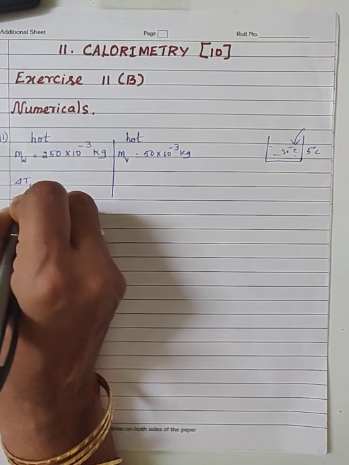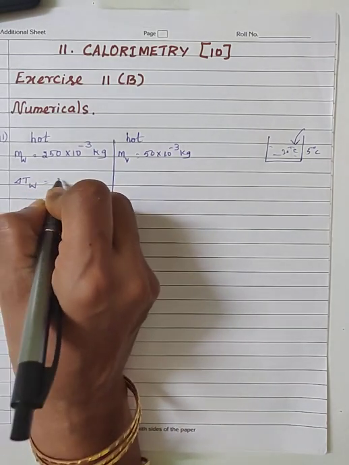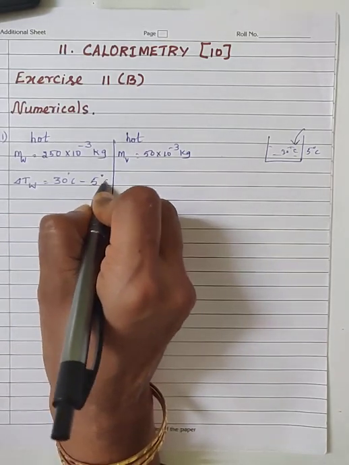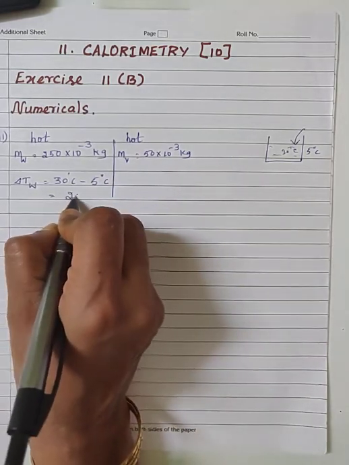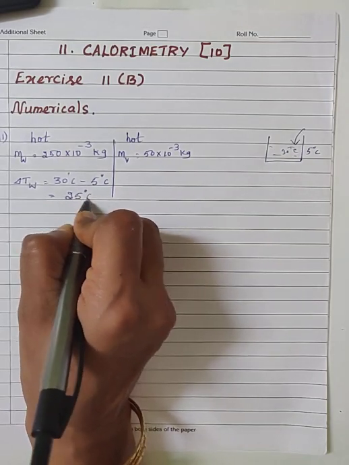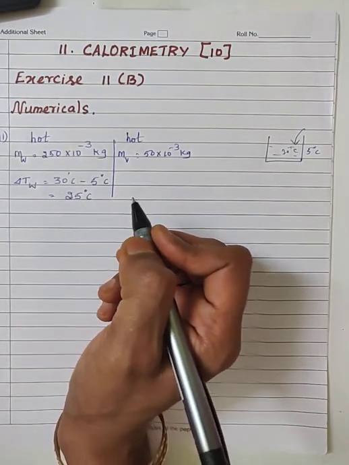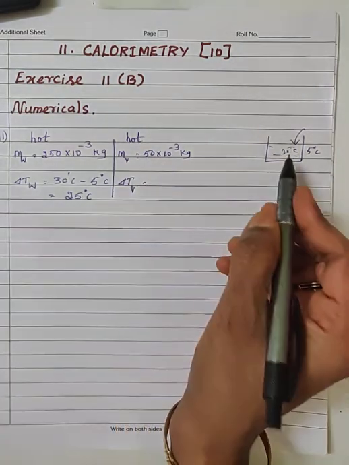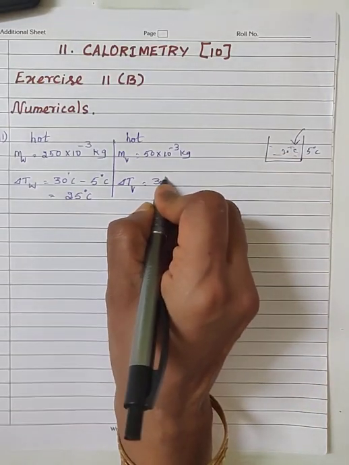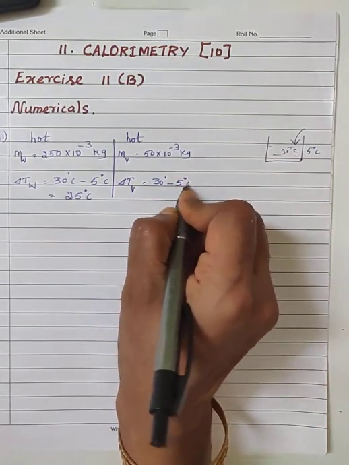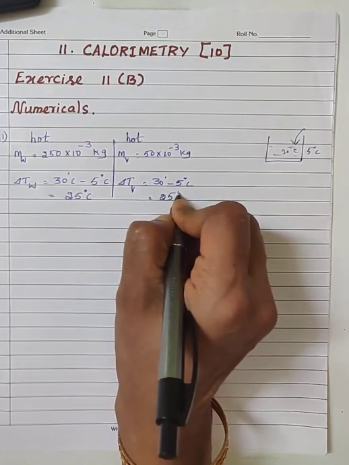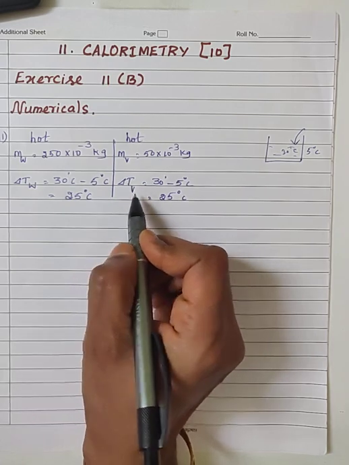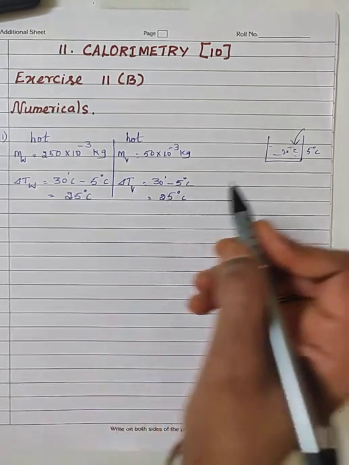So directly we can write the change in temperature of water: the initial temperature of water is 30 degrees Celsius, the final temperature of the mixture is 5 degrees Celsius. So the difference, that is the change in temperature of water, is equal to 25 degrees Celsius. Then coming to the vessel, the change in temperature of the vessel is also the same, because the water is contained in the vessel. So 30 degrees Celsius minus 5 degrees Celsius is equal to 25 degrees Celsius. That is the change in temperature of the vessel. Delta represents change. Delta T of the vessel is equal to 25 degrees Celsius.